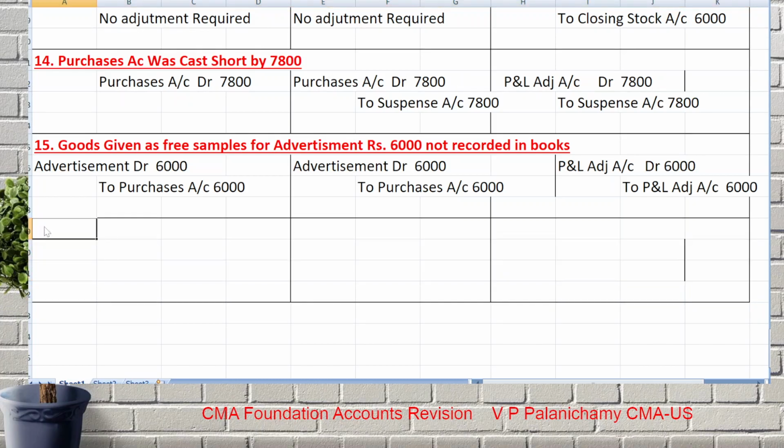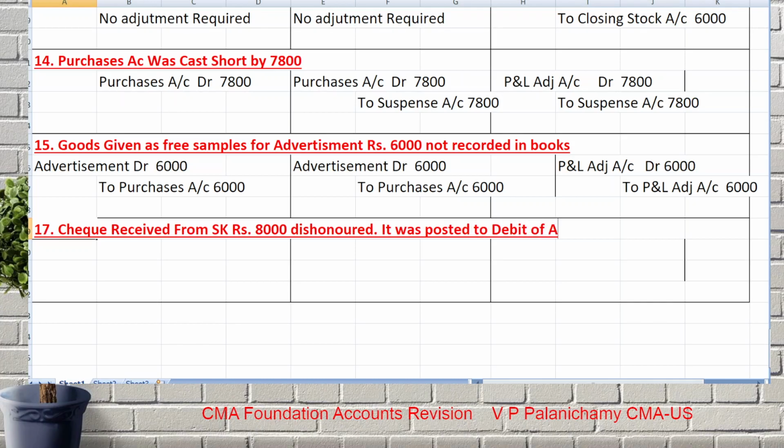Pay attention. One of the most important things. Cheque received from SK, rupees 8,000, dishonored. It was posted to debit of allowances account.